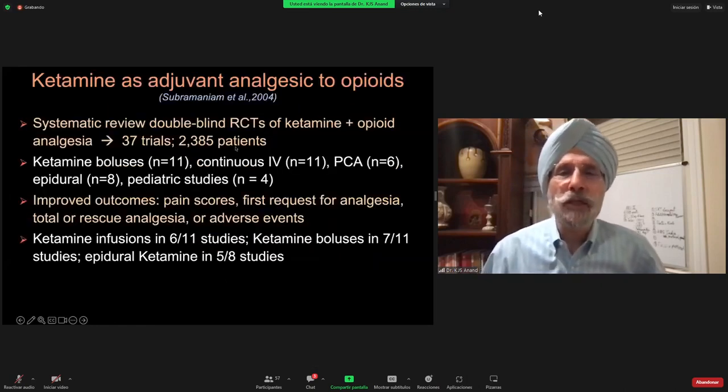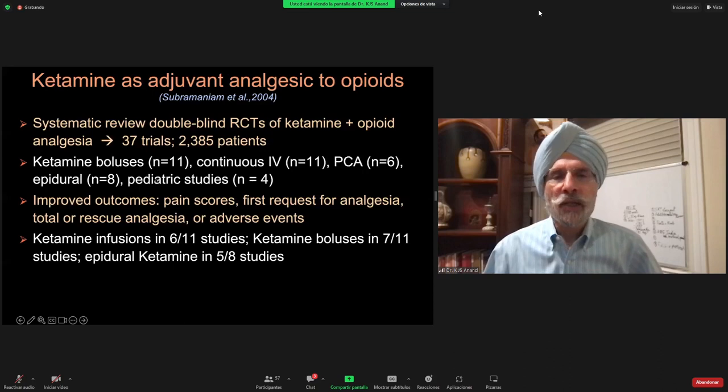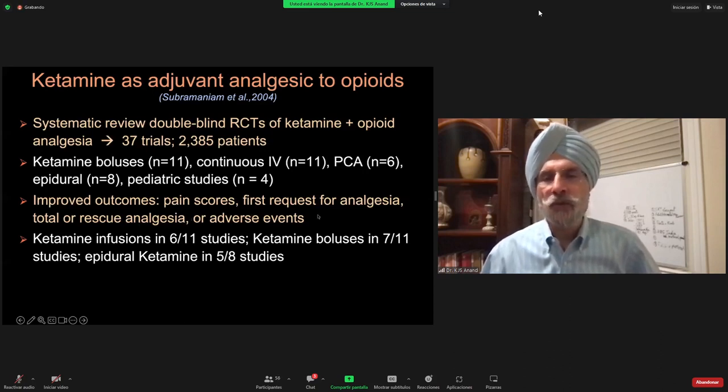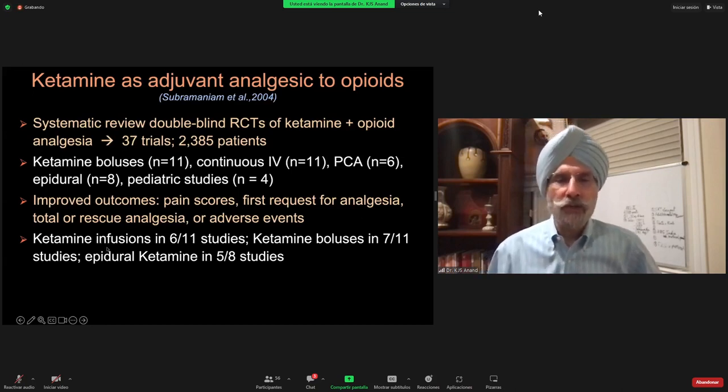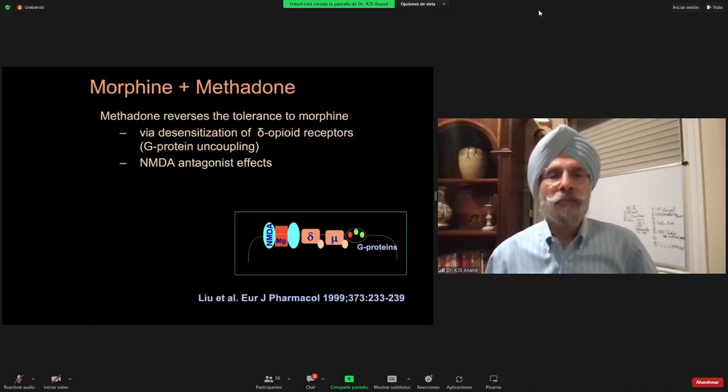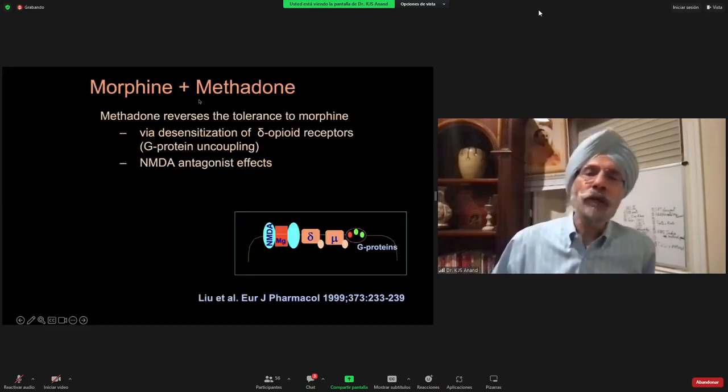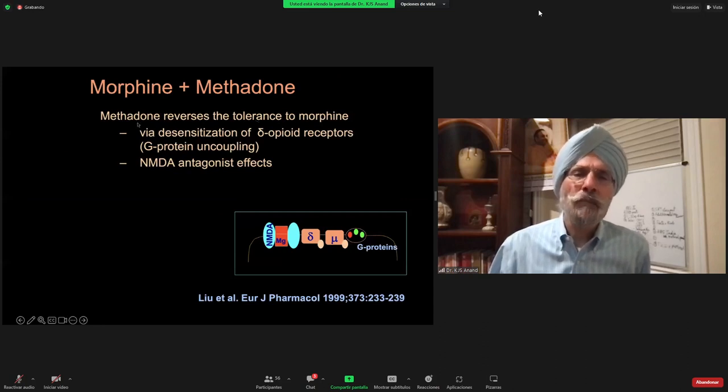Ketamine has been used as an adjuvant to opioids in several randomized controlled trials, and it improved the outcomes in terms of pain scores, the first request for analgesia, total need for analgesia, as well as opioid side effects. You can combine morphine with methadone. Methadone actually reverses the tolerance.